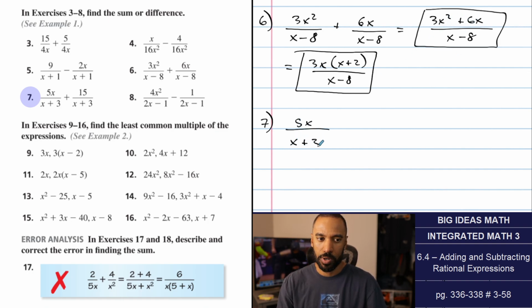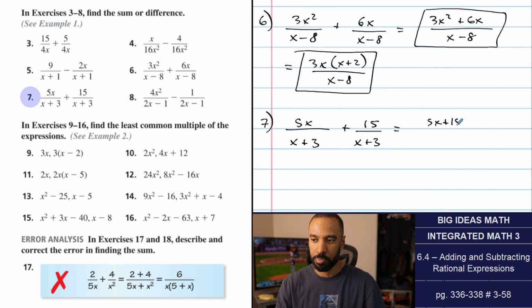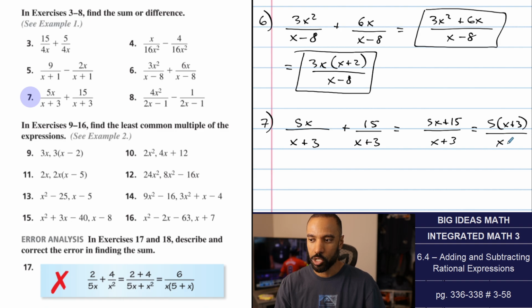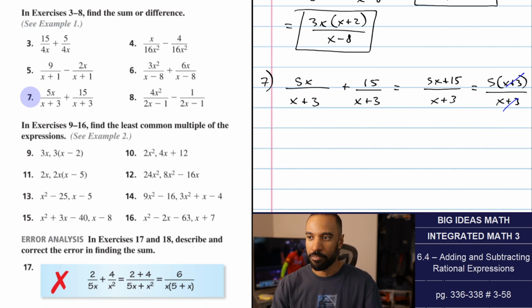5x over x plus 3 plus 15 over x plus 3. I'm sniffing something different on this problem, where we do get 5x plus 15. It doesn't combine, but 5 is a common factor, and you're left with x plus 3. So this is a case where on top and bottom something does clean up, and this is why we do the factorization check. So we're left with 5 as our answer.